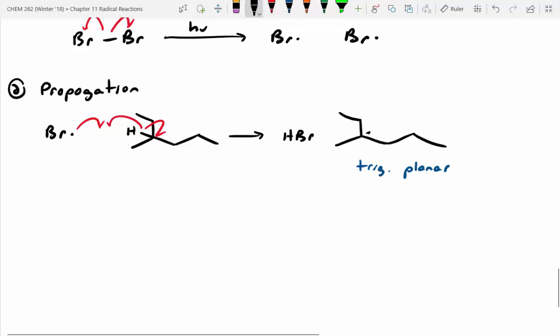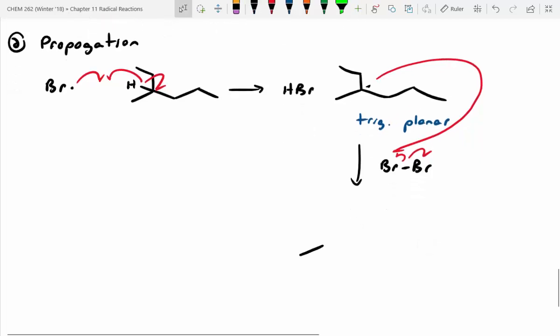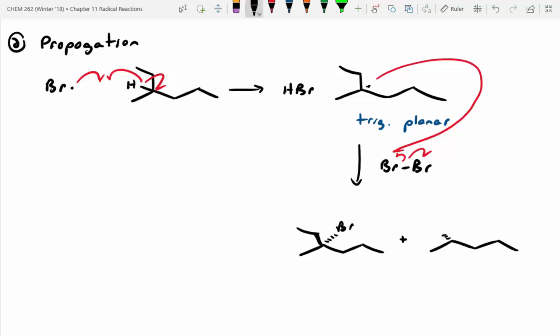All right, and then step 2 of our propagation is a halogen abstraction. So this radical can steal a bromine from any excess bromine that's around in solution, and then kick off another bromine radical. And that can happen from either the top face or the bottom face. So it's a good idea to draw both of them. Or if you want to do this faster, you can just write plus En after you draw one of them, right? But the key is regenerating this bromine radical in the propagation step.